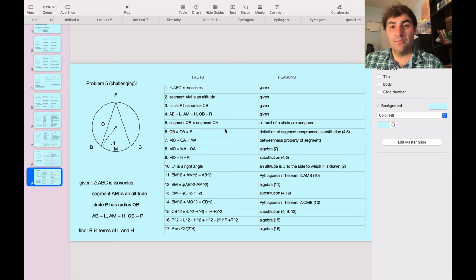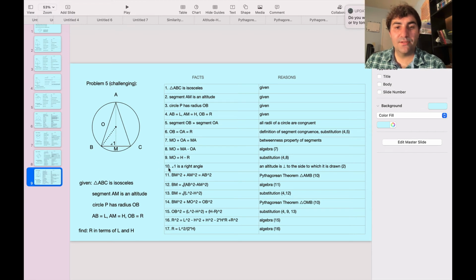I can use the betweenness property of segments to get length of MO plus length of OA equals length of MA. Do some algebra, we get length of MO equals length of MA minus length of OA. And then I'm going to substitute what I have in 4 into the equation I have in 8. So length of MA, we'll get H, and then we'll get R. So length of MO is equal to H minus R.